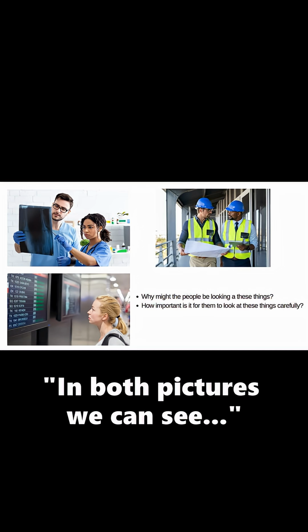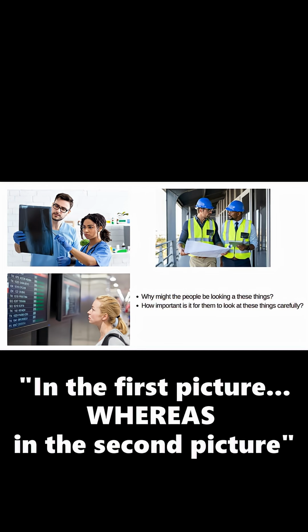So I recommend you say something like, in both pictures we can see 2 people in professional settings talking about some information. In the first picture we can see what appears to be 2 doctors discussing an X-ray, whereas in the second picture it looks like it might be 2 architects talking about a plan for a building. So by saying in both pictures we can see, you're signaling to the examiner that you're going to talk about a similarity, and then by using whereas to link the 2 pictures, you're demonstrating that you've identified a difference.